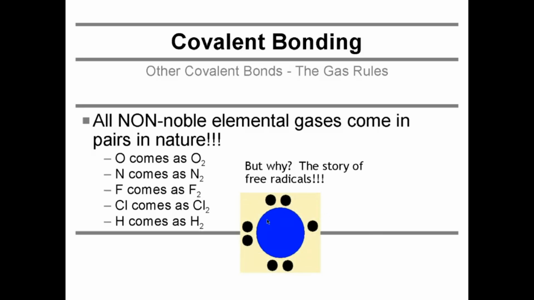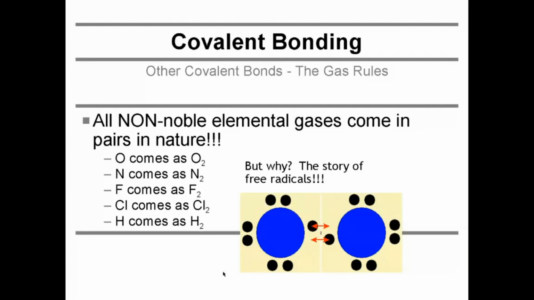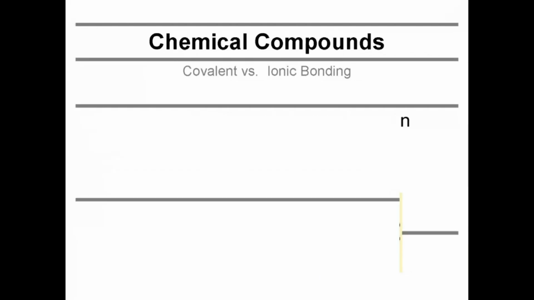Okay, so here's one of my... what do I have here? That looks more like a chlorine or fluorine. Can't remember. One of those. You need another one, and we need to stick them together to share these electron pairs to make these paired elemental gases.